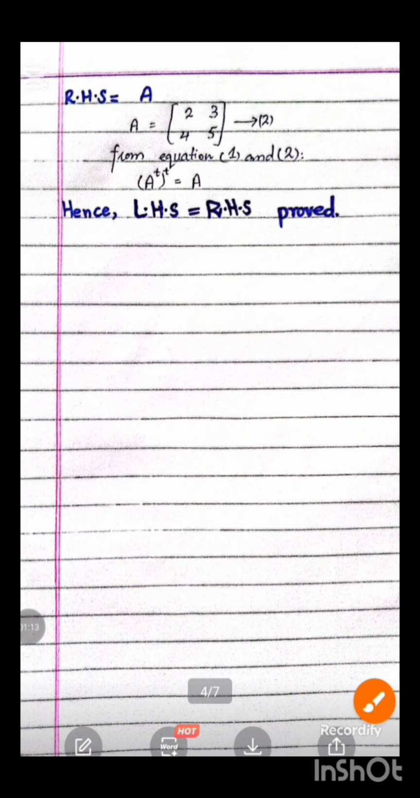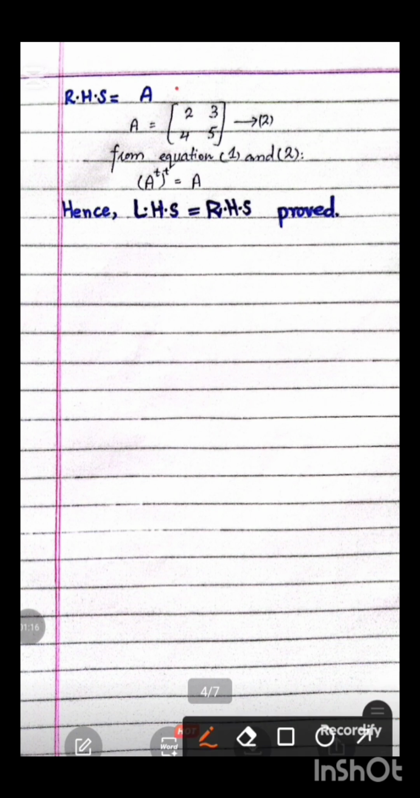Next we have the right hand side. Our right hand side is matrix A, and matrix A is given as 2 3 4 5. We will call this equation number 2. From equation number 1 and 2, (A transpose) whole transpose is equal to A. So hence it is proved that the left hand side is equal to the right hand side.